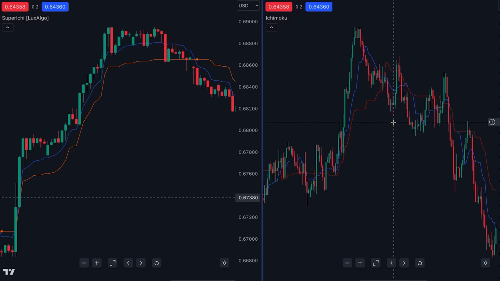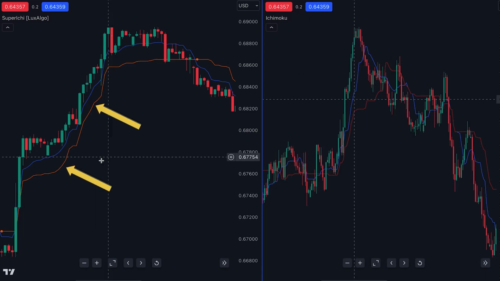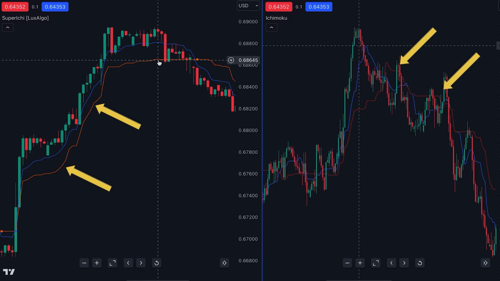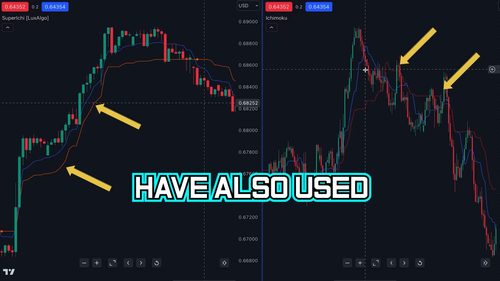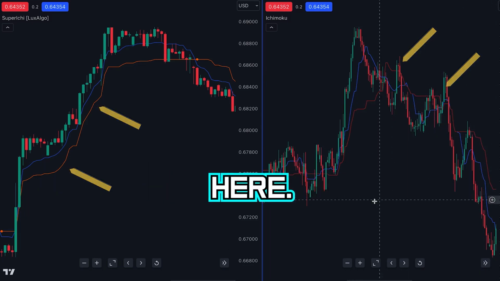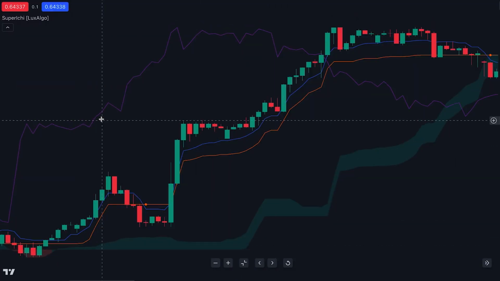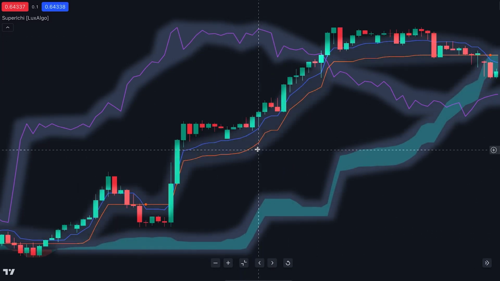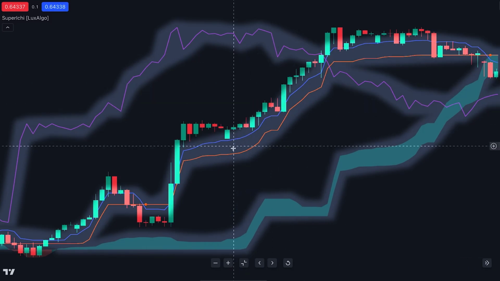You might have also noticed that the trend lines on this indicator also tend to stay close to each other, unlike the older version. This is because the developers have also used the super trend indicator as a basis for the calculations here. For our strategy, we will use the Ichimoku line to filter trades, and use the cloud and the two other lines to determine the trend.